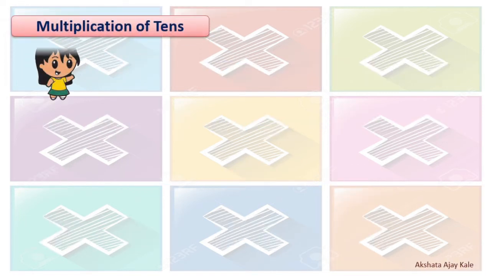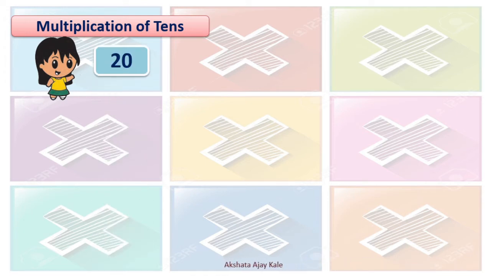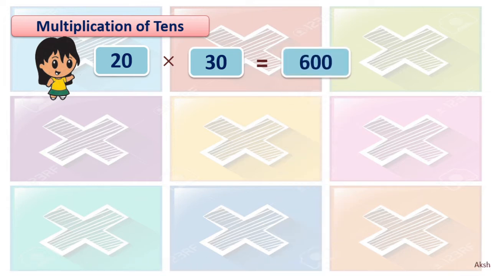Now, see here. Again, Sonu. We'll see what she is solving. 20 multiplied by 30. In both, the unit place has 0. So 20 multiplied by 30 is how much? 2 threes are 6. Correct? And 2 more zeros, isn't it? Or you can write 2t multiplied by 3t. 600, because 2 threes are 6 and 2 more zeros. Correct?